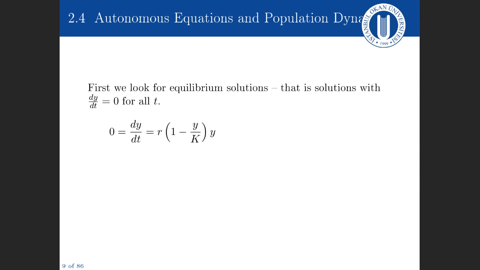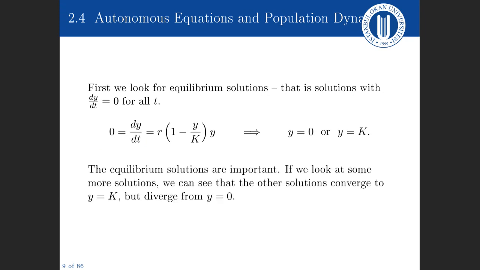First, we're going to look for equilibrium solutions to this equation. That is, we're going to be looking for solutions which have dy/dt equal to 0 for all t. So we start with what we want. We want dy/dt equal to 0. And we see that this tells us we must have either y is 0 or y is k. These equilibrium solutions are important.